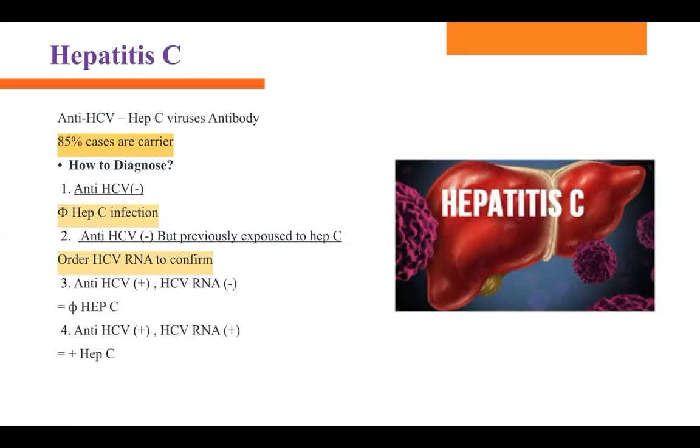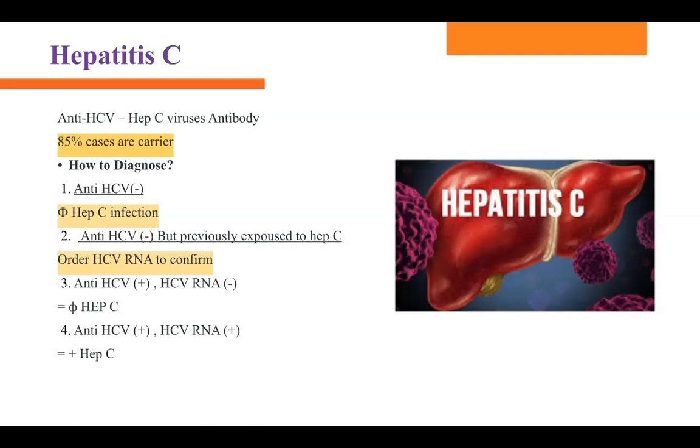The next scenario is the patient's fighter cells, the hepatitis C virus antibody, are positive. Antibodies are the fighter cells, and they are present. But they were previously exposed to a person who had hepatitis C. So they are exposed. What do you do? If they are exposed, then you order HCV RNA.